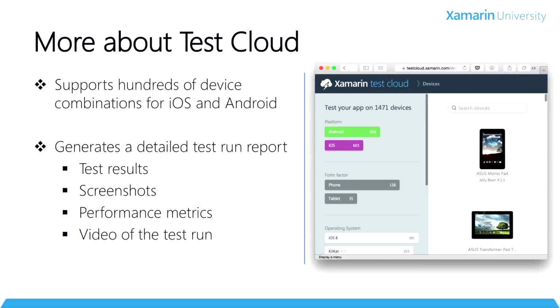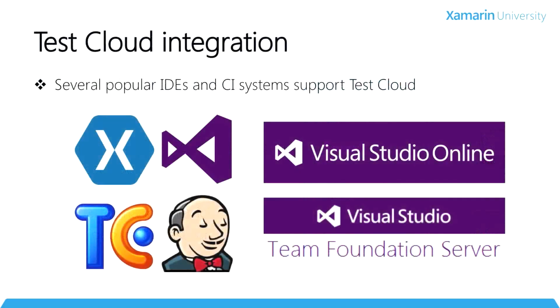The Test Cloud team is constantly adding and provisioning new devices. You can get an update on the total device count and the device breakdown just by going to http://testcloud.xamarin.com/devices. Now there are multiple ways to submit tests to Test Cloud.